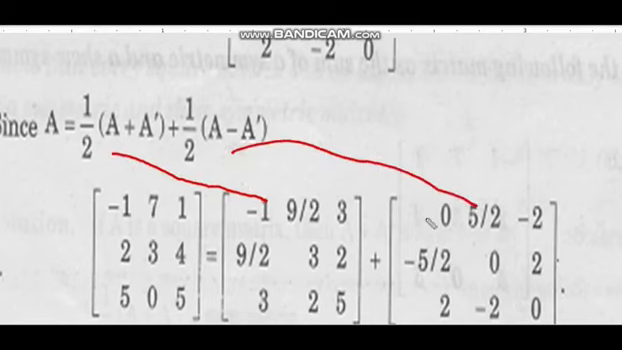Let me show you in the next page. So this is the answer, and you have to now divide by 2. So you divide by 2, you get this answer, and you have to add these two matrices which we obtained. So this is the matrix A plus A transpose by 2. This is the matrix A minus A transpose by 2. Now you have to add minus 1 plus 0 is minus 1. 7 plus 5 by 2. How to add 9 by 2 plus 5 by 2?